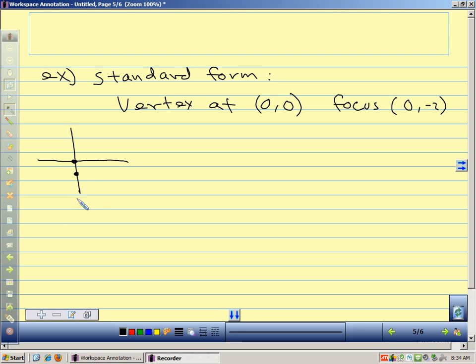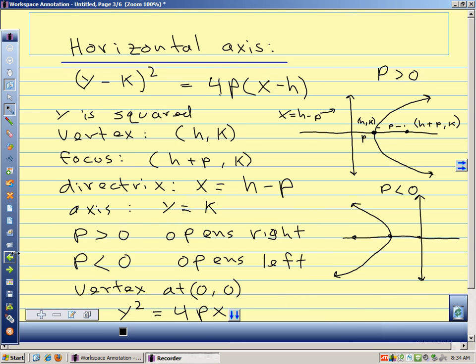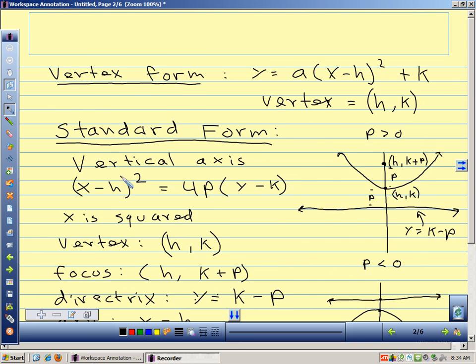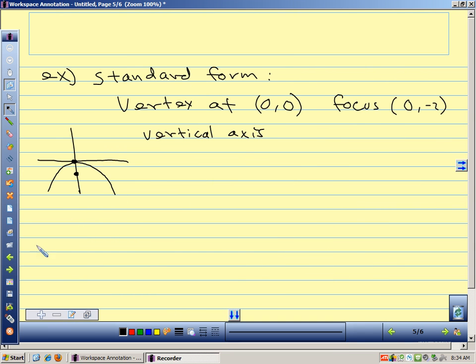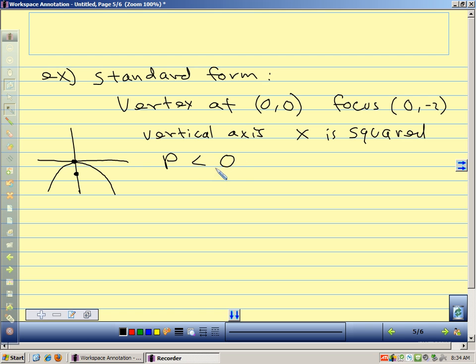So which direction is this parabola going to open? Down. My parabola is going to look something like this. The focus has to be inside the parabola. So I know that I have a vertical axis. Which coordinate is going to be squared, x or y? When we have a horizontal axis, y is squared. So when we have a vertical axis, x is squared. So we know that x is squared, and since it opens down, p is negative. We know that p is less than 0.